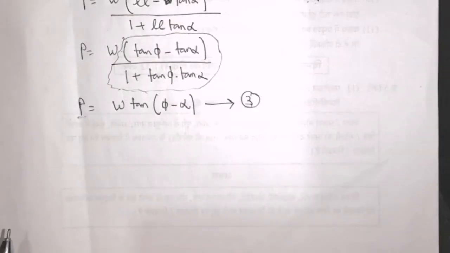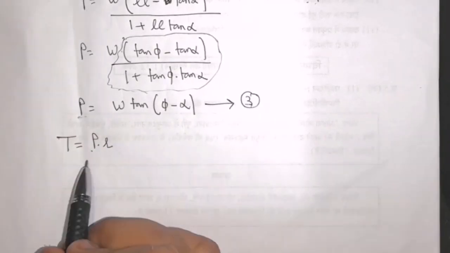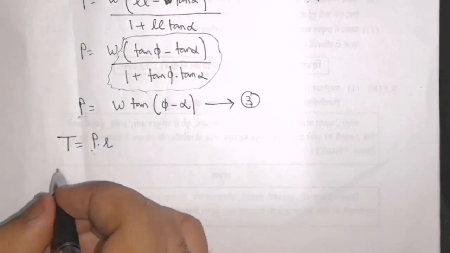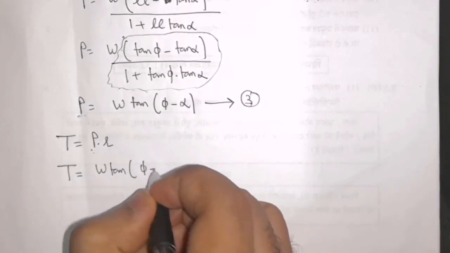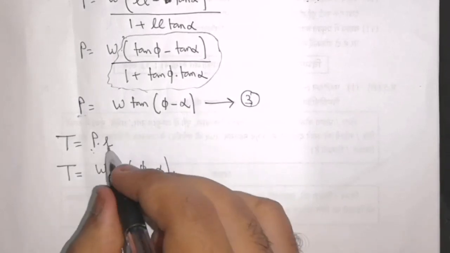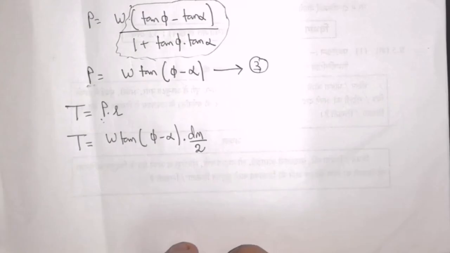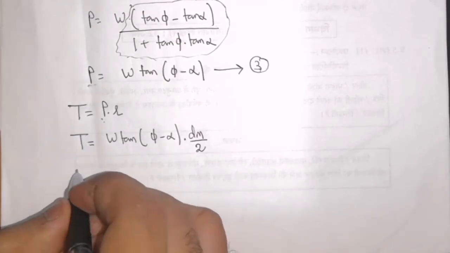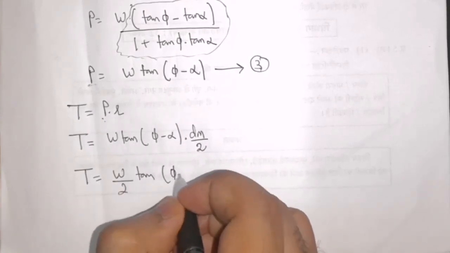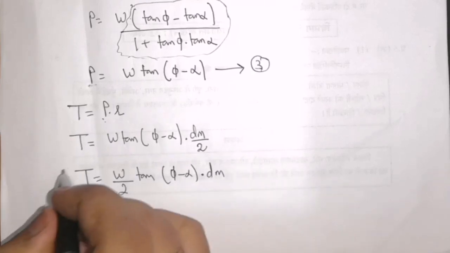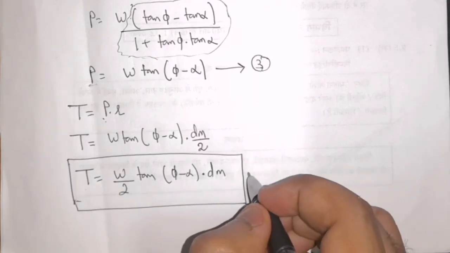We need the torque required to lower the load. Hence I will write T is equal to P multiplied by R. The value of P we already found out, so I will replace it. T is equal to W into tan of phi minus alpha multiplied by R. This radius will be replaced by mean diameter divided by 2. On rearranging the terms, I will get T is equal to W by 2 tan of phi minus alpha multiplied by dm. This is the expression for torque required to lower the load.